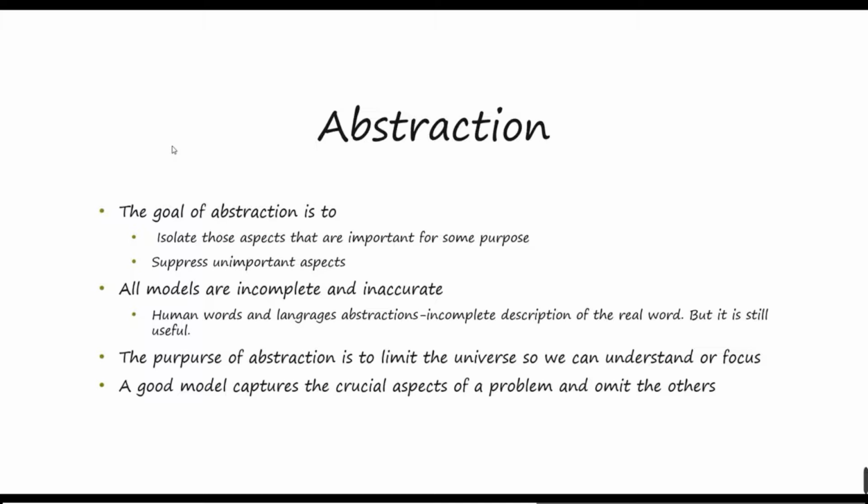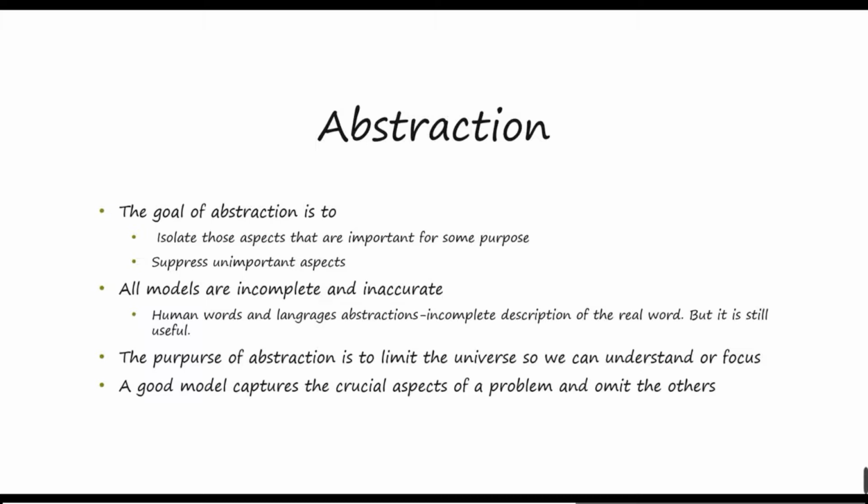And abstraction is very important. It is the main theme of modeling. It means modeling is a kind of abstraction, or a process to abstract. The goal of abstraction is to isolate those aspects that are important for some purpose and suppress unimportant aspects. And all models are incomplete and inaccurate.